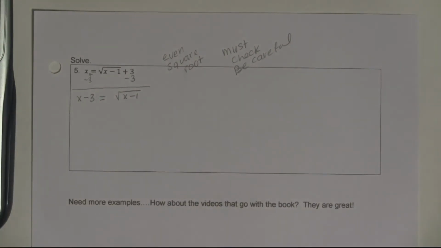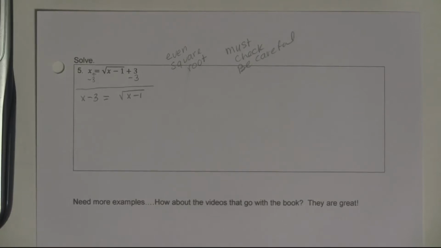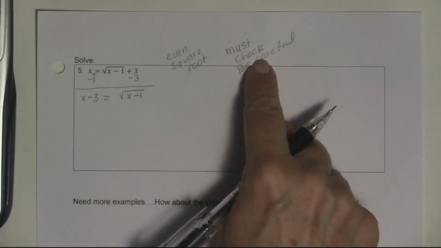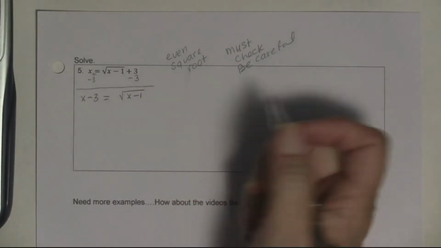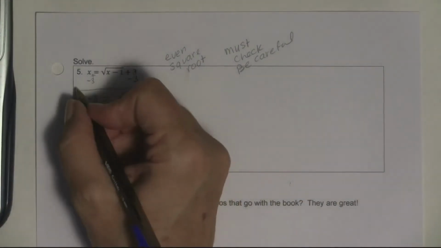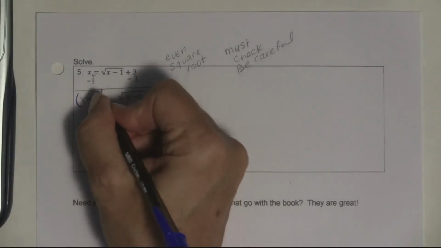And then now I'm going to square both sides. Now that I've got the square root isolated, I've already told myself that I have to check and that I should be careful. So here I am squaring both sides. Square, square.